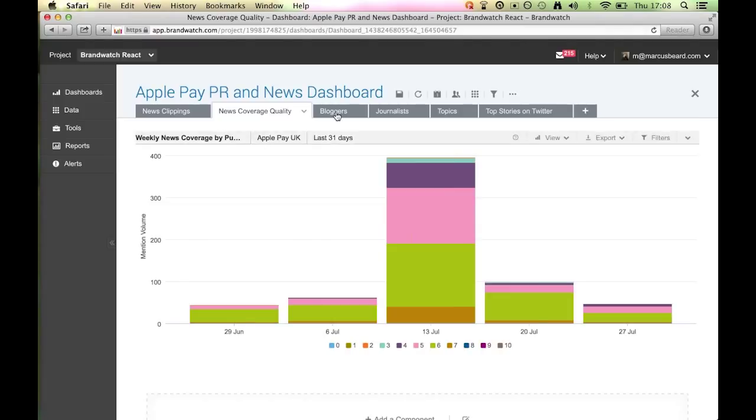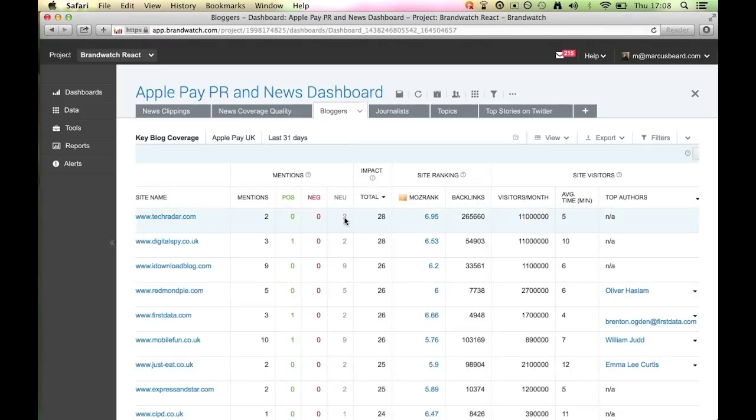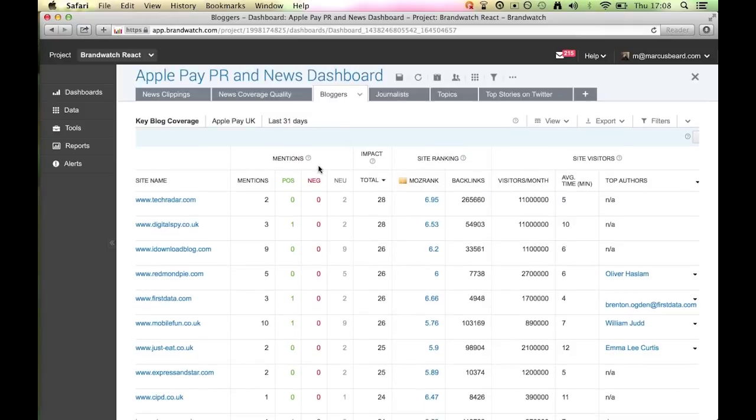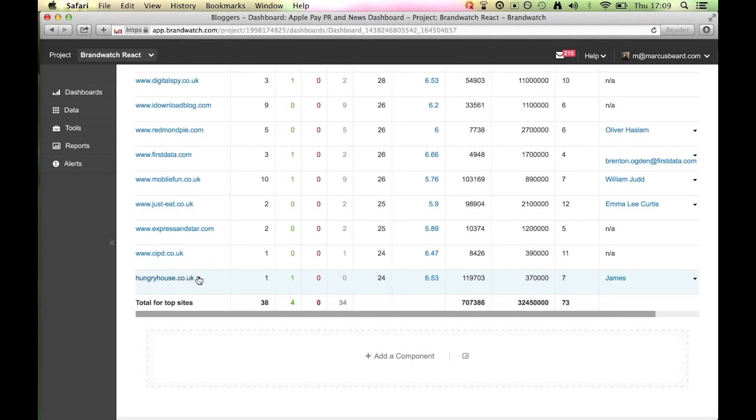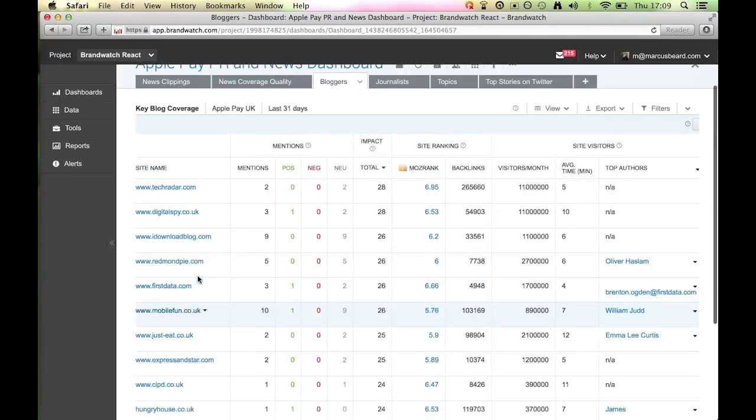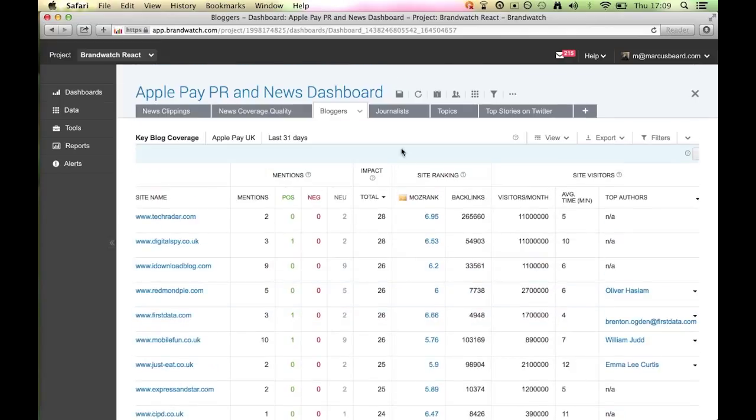Now, it's all very well getting into the press and the newspapers. We won't all do that immediately. And one of the places where stories about your brand really start and where those ideas are shared is in the blogs. And what we define in terms of the blog tab here as a blog is something that isn't really a regular news site. So you'll find all sorts of different websites where people have been talking a lot about Apple Pay in this particular example, such as Tech Radar, Digital Spy, and if you scroll down, even things like hungryhouse.co.uk, who are clearly blogging about Apple Pay because people are going to be able to start buying takeaway food through their websites.